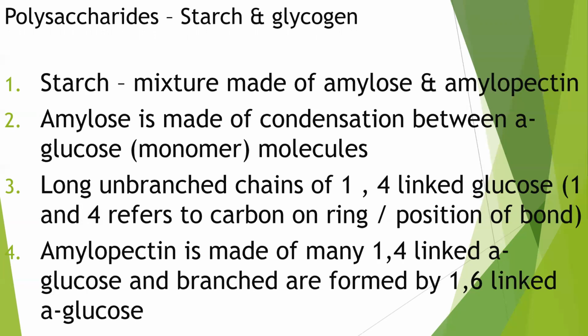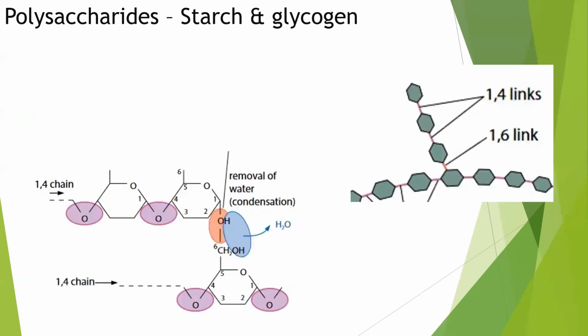And amylopectin is made of many 1,4 linked alpha glucose, and also at branches, where branches are formed, that's a 1,6 linked alpha glucose. So let's look at an image here. These straight chains are 1,4, but then when there's a branch forming, it's 1,6.